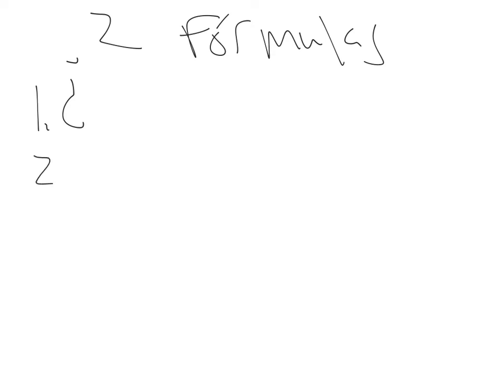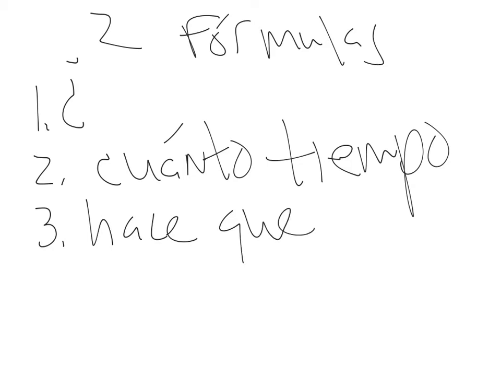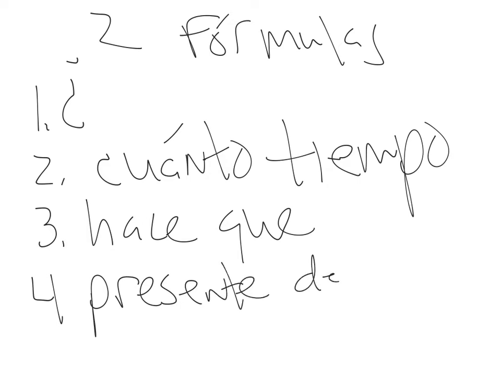Inicialmente, hay dos fórmulas, ¿no? Dos fórmulas para nosotros. It comes down to understanding how they work. Cómo funcionan las fórmulas. We'll start with the first one, to ask how long something has been going on. First, we have the upside down question mark, right? Número uno. Dos, we use the words cuánto tiempo, and we always have an accent in the a in cuánto. Paso número tres is la frase hace que. Y número cuatro is we use the presente del indicativo, right? That's regular present tense. And there's the cuatro pasos.